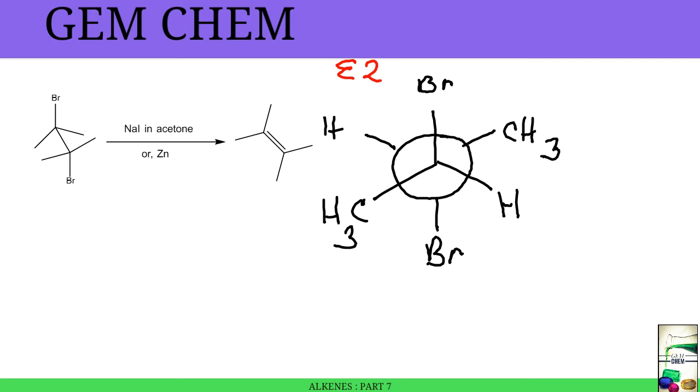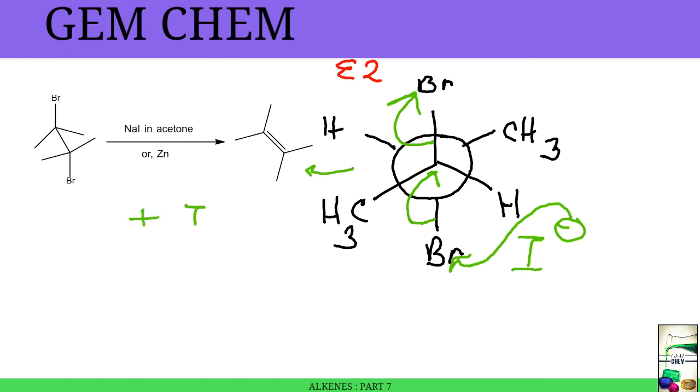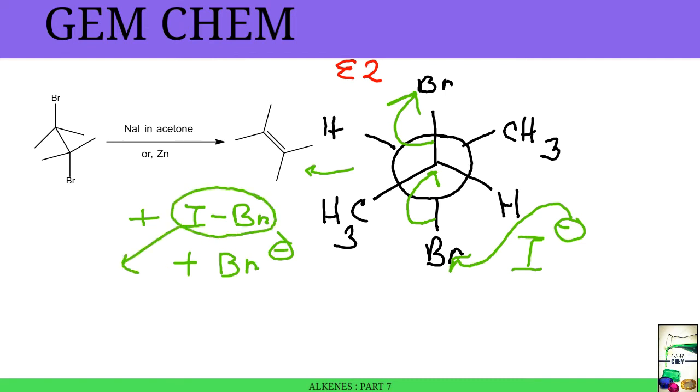Okay. Now if I minus is used from NaI, then this I minus attacks this bromine. This bromine gives up here in the double bond and this bromine gets away, and ultimately the product is this one, right. And the other products left behind are IBr plus Br minus, right. This IBr, on getting another I minus, forms I2 plus Br minus.